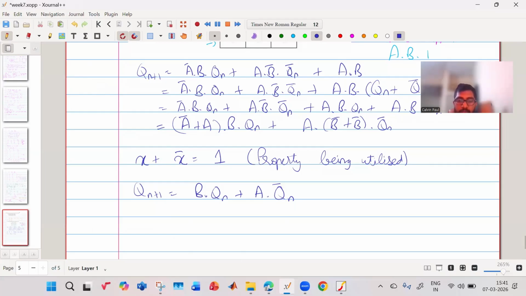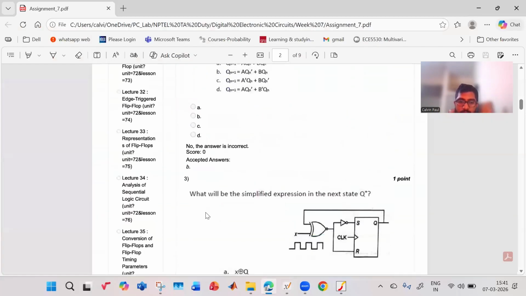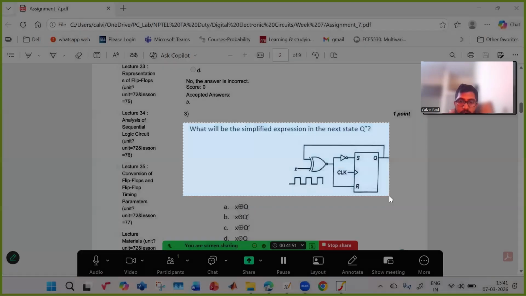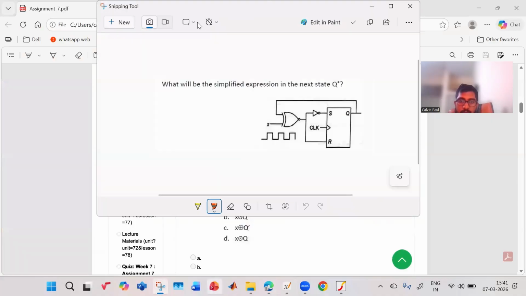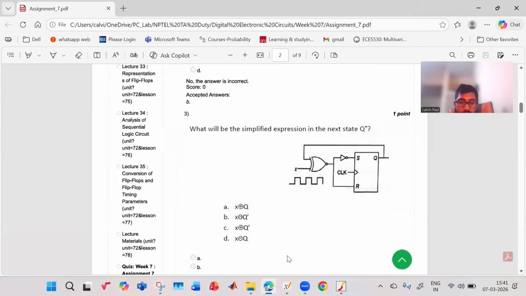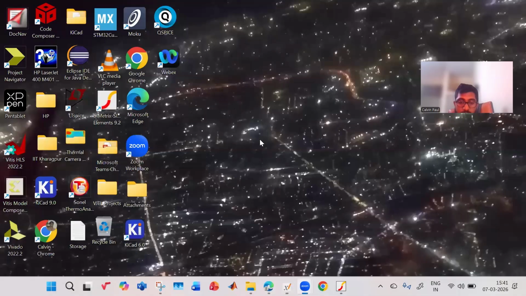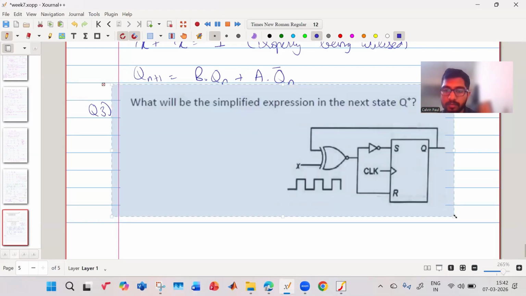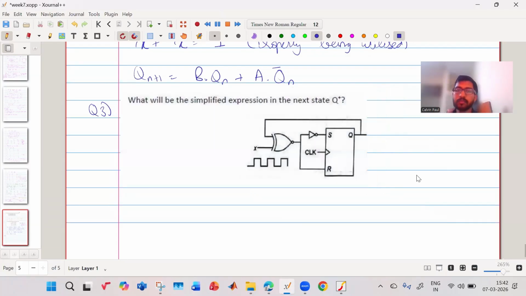We'll go to the next question. Question 3. What will be the simplified expression in the next state Q? That is, they're asking what is Qn plus 1. What is Qn plus 1?